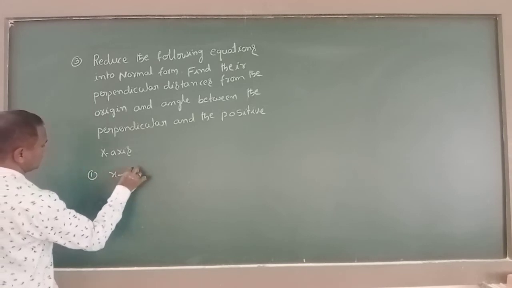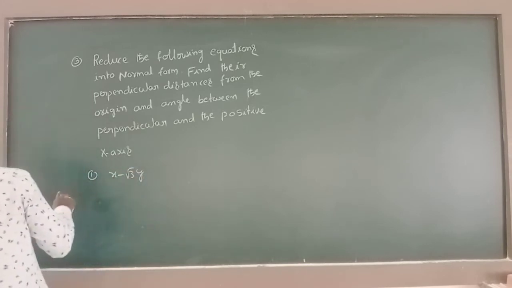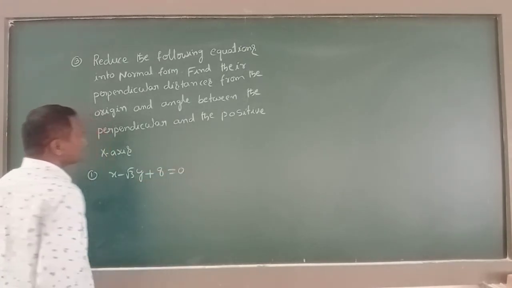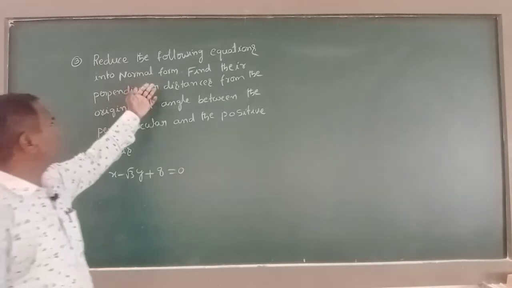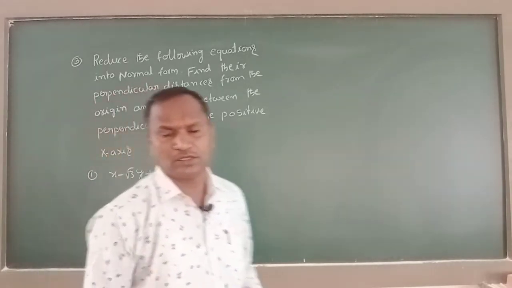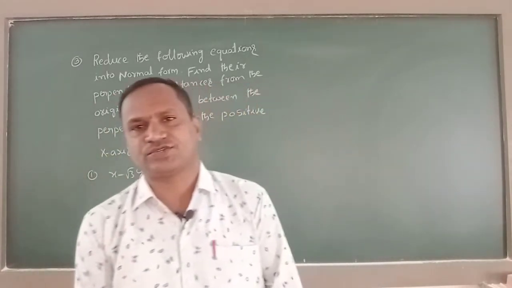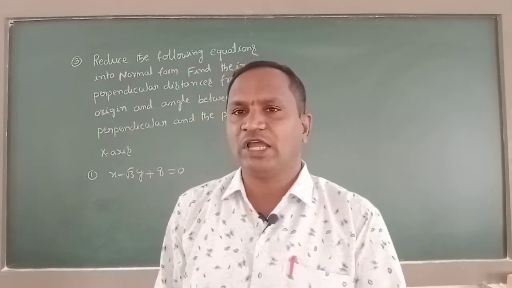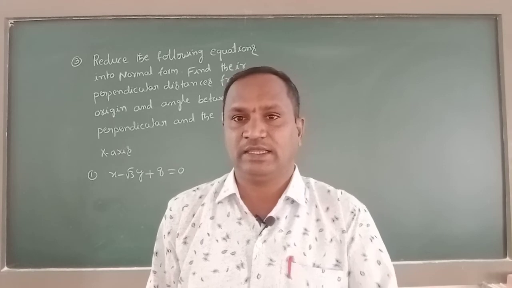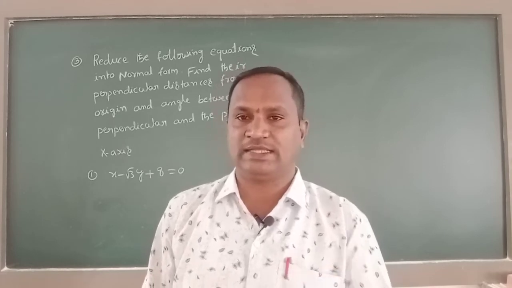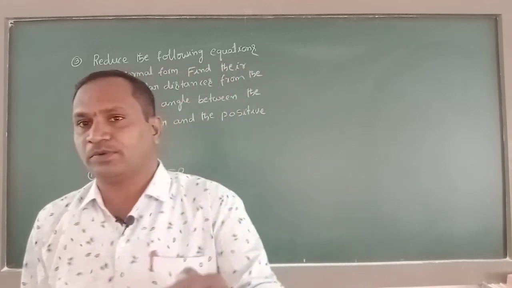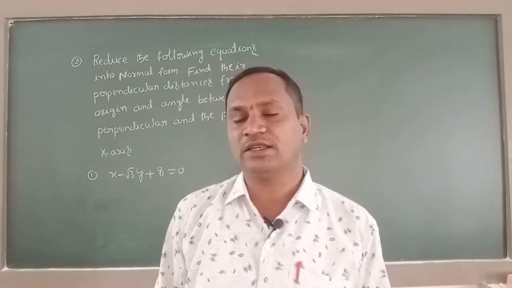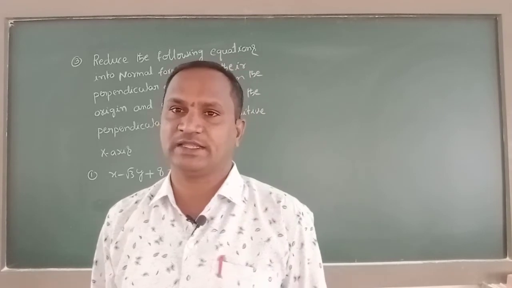Normal form they are asking here. Normal form means, based on the value of c, whether it is greater than 0 or less than 0, that is, whether it is positive or negative. If positive, one formula is there; if negative, one more formula is there.